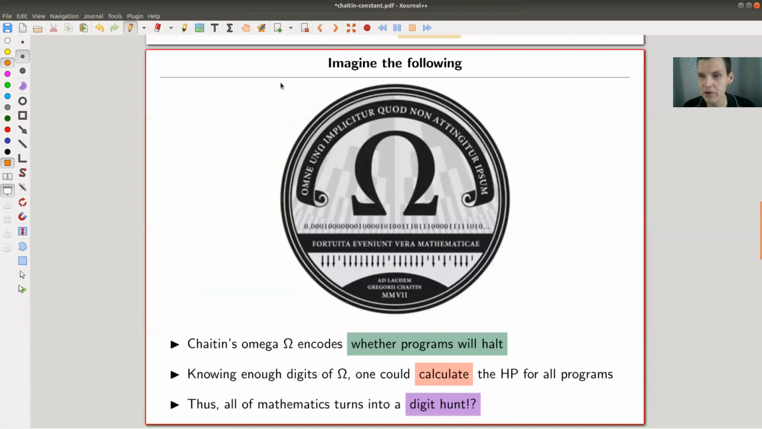Okay, so let's have a look at what the omega is actually all about. The Chaitin's constant, or Chaitin's constants, whatever.